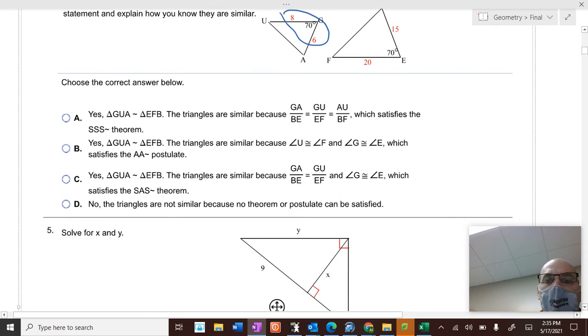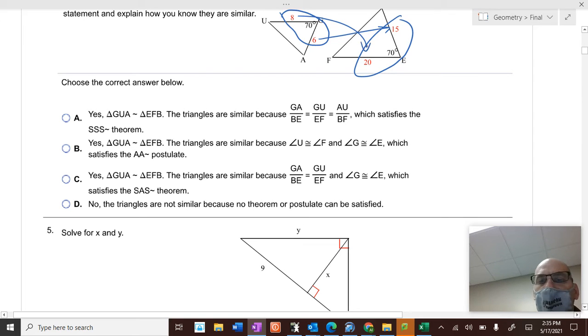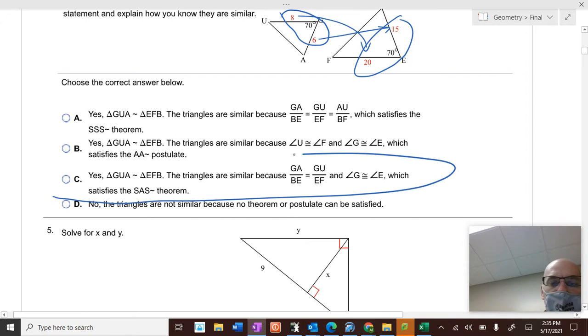Notice how we have side angle side here, side angle side here. The angles are congruent, the sides are proportional. 6 to 15 would be proportional to 8 and 20. So if they're proportional, then it's side angle side.